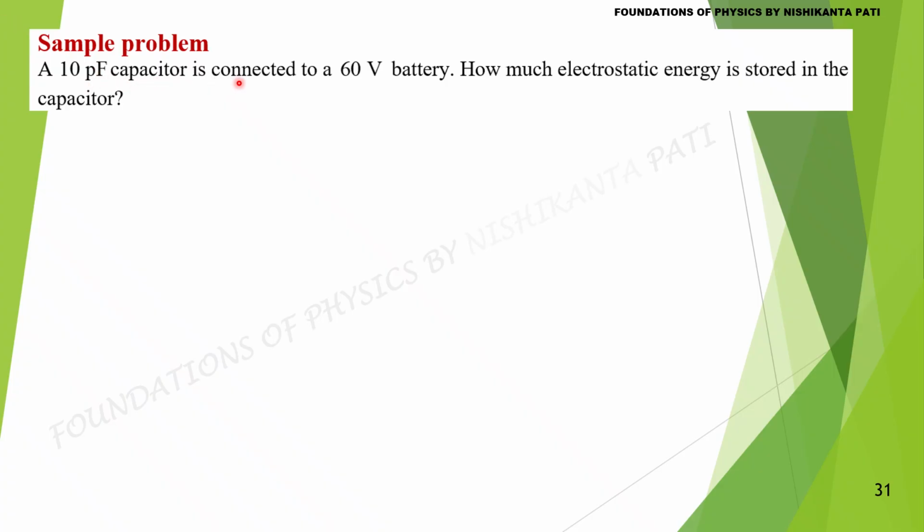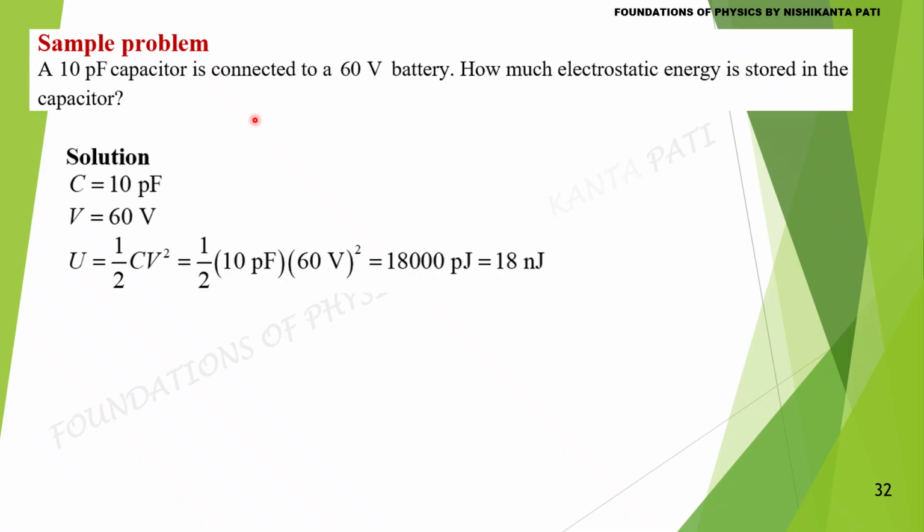A 10 picofarad capacitor connected to 60 volt battery, how much electrostatic energy is stored in the capacitor? C given, V given, energy stored is half CV square, it is coming 18 nanojoule.